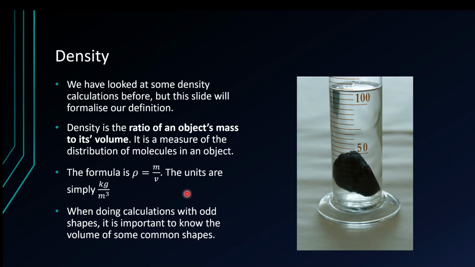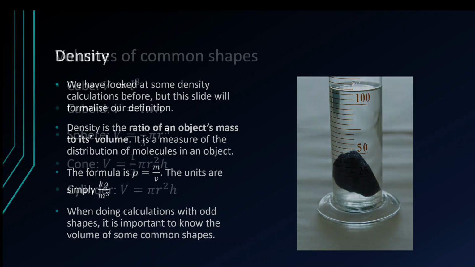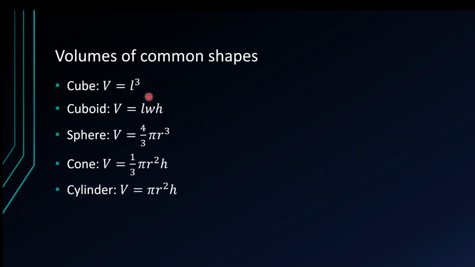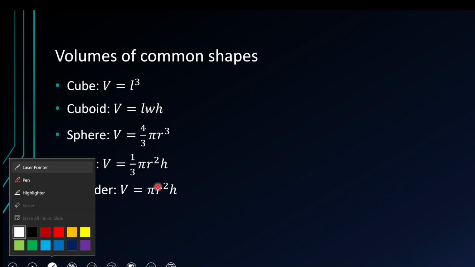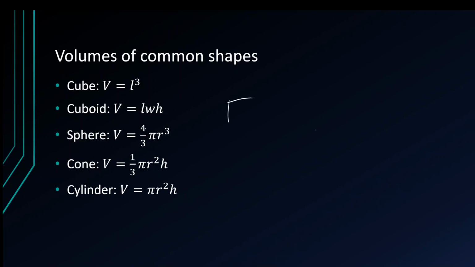So, when doing this, we actually have to consider some common volumes, which I will remind you of here. So a cube, the volume is the side length cubed, as per the name. A cuboid is length by width by height. So in case you just forget which one's which, I'll just draw a cuboid here now. It's really badly drawn, but the length is this way, the width is this way, and the height is this way.